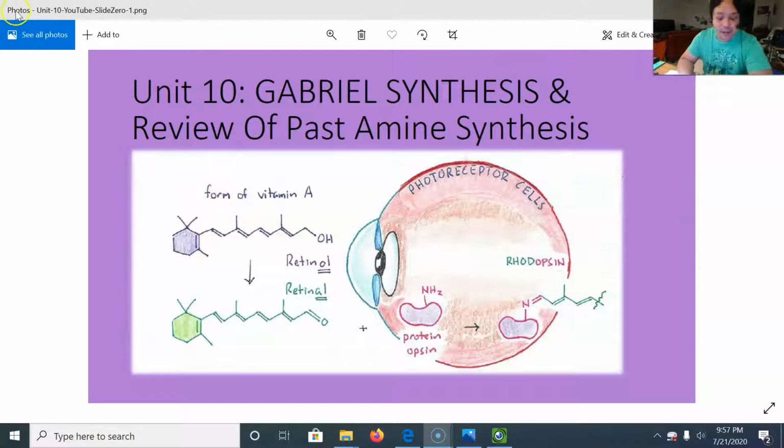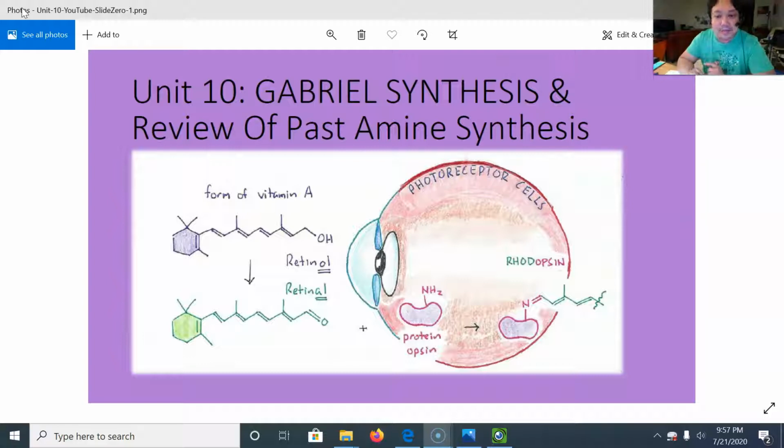Hi everyone. We are going to look at a reaction in Unit 10, the amines unit, and the reaction is going to be the Gabriel synthesis. It's a new reaction. After we go over the Gabriel synthesis, we're going to compare it to other ways that we've learned in the past how to make amines.